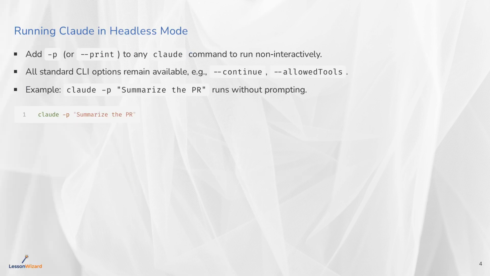The -p flag is the gateway to automation. It tells Claude to read the prompt from the command line and output the result directly, bypassing the interactive REPL. Because every other flag still works, you can combine -p with options like --continue to chain commands, making it ideal for scripts and CI jobs. This slide shows the simplest invocation to get you started.